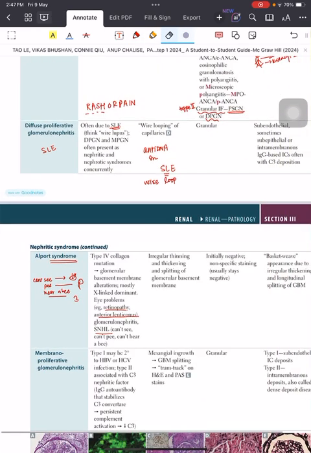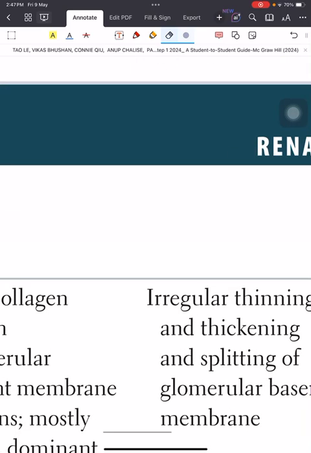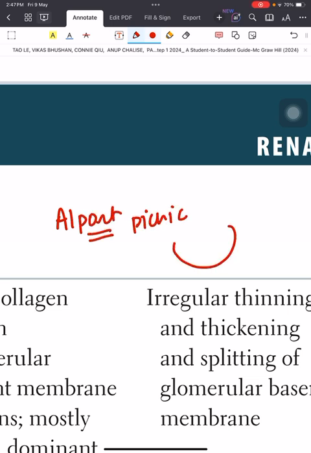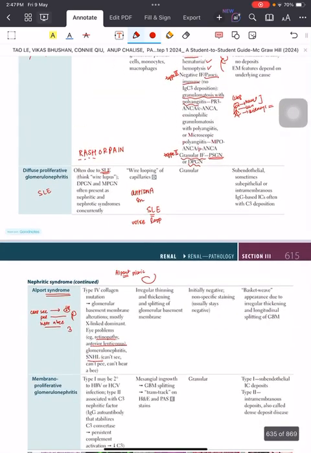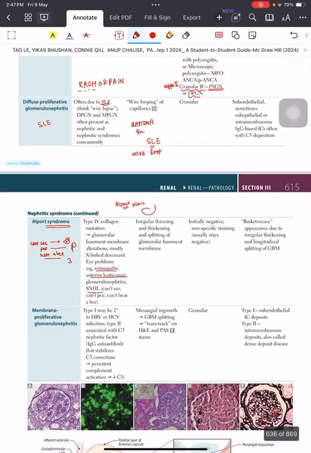For Alport syndrome, I just learned it like on a port, it's Alport. So on a port, you're going for a picnic, and in a picnic you take a basket, so it has basket weave appearance on the electron microscopy. This one, although it's not really tested that much, I'm not sure.